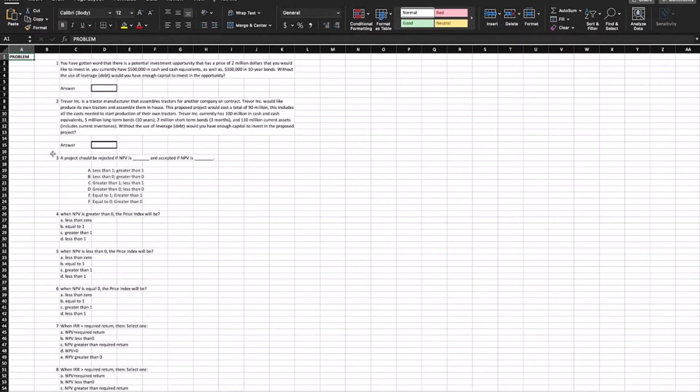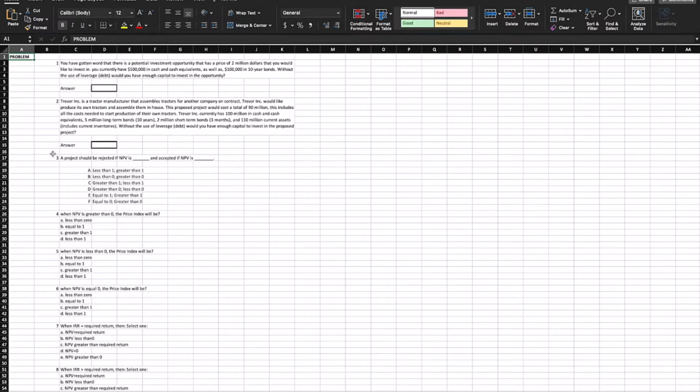So problem number one is a question of whether or not you have enough capital without going out to get leverage. So you've got in Word that you have a potential investment opportunity that has a price of $2 million that you would like to invest in. You currently have $500,000 in cash and cash equivalents, as well as $100,000 in 10-year bonds. So without the use of leverage, also known as debt, would you have enough capital to invest in the opportunity?